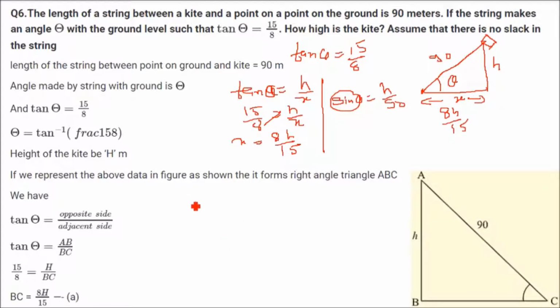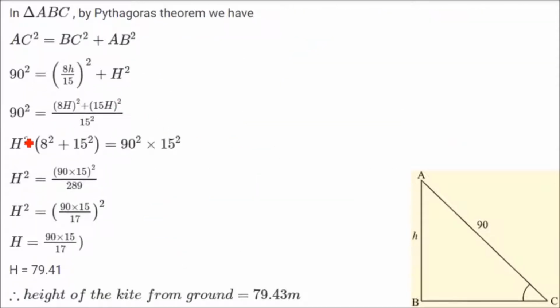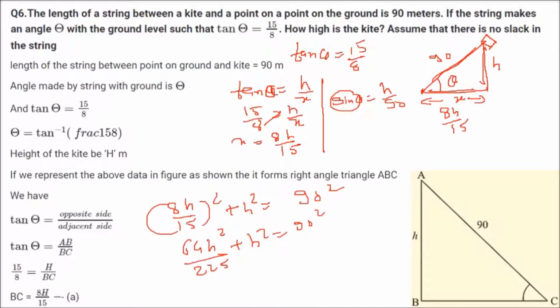Now I am going to use the Pythagoras theorem. So (8h by 15) whole square, means this side square plus this side square, that is h square, is going to be 90 square. This will be 64h square by 225 plus h square equal to 90 square. What do we get? I'll take this as common. It is going to be 64h square plus 225h square equal to 90 square into 225, that is 15 square.